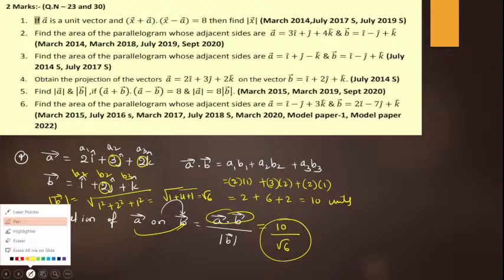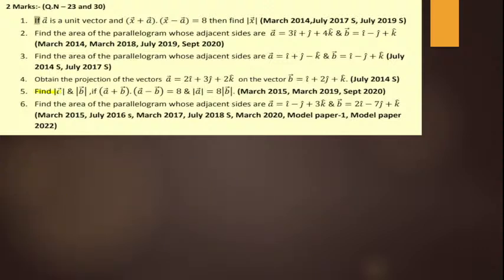So we'll go for the next question. This is: find the magnitude of A and the magnitude of B if A plus B dot A minus B is 8 units and the magnitude of A is equal to 8 times the magnitude of B. This question was asked many times, in March 2015, March 2019 and September 2020, and it is also from your NCERT exercise question. So we'll solve this. What is provided?